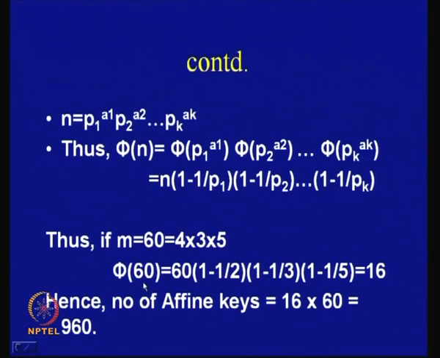So phi of 60 you can verify. Phi of 60, if you write it as 4 into 3 into 5, then this is equal to 60 into 1 minus 1 by 2, because 2 is the prime factor, and then 1 minus 1 by 3 and 1 minus 1 by 5. This works out to 16. Therefore, if instead of 26 you use 60, then the number of affine keys increases to 16 multiplied by 60, that is 960. So that's increased.